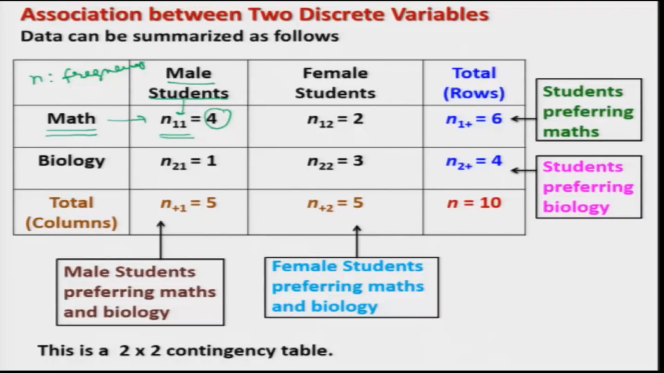Right. Similarly, the number of female students who are preferring here mathematics, this number is given in this cell, and this number here is 2. And so we write this frequency as N12. N12 means 1 is the row, this is the first row, and 2 is the column, this is the second column. Right. And similarly, the male students who are choosing biology, this number here is 1, and this is denoted as the frequency N21. So once again 2 is going to denote here the second row, and this one is going to denote the column.